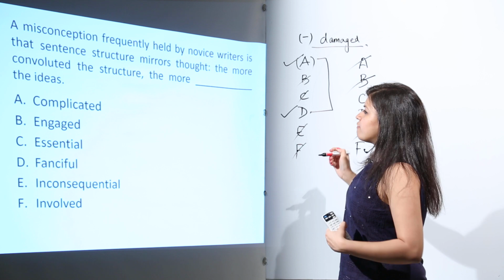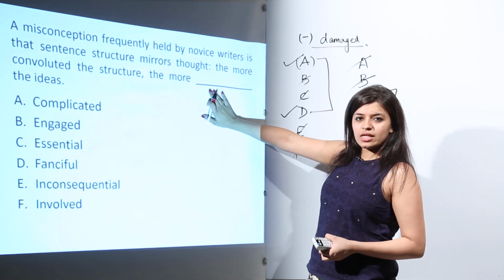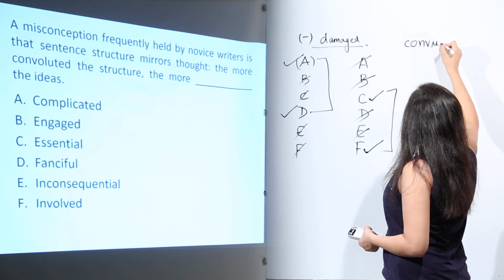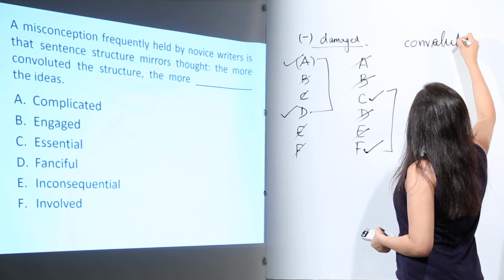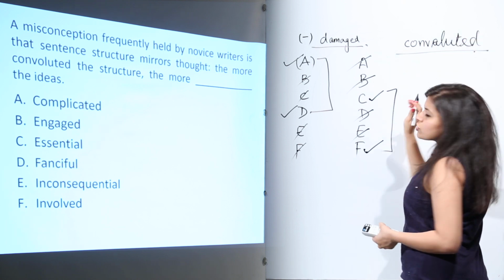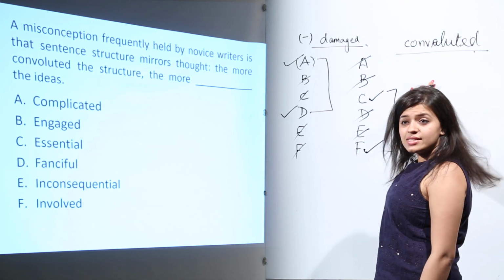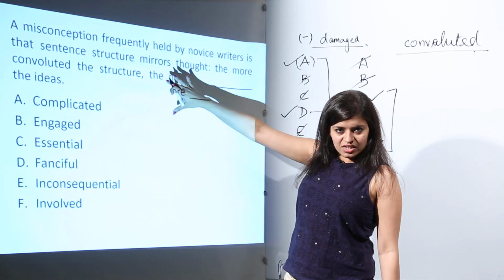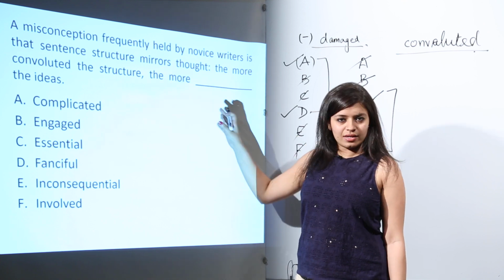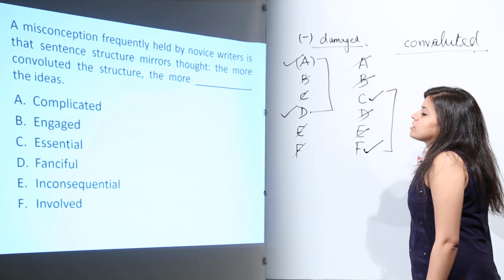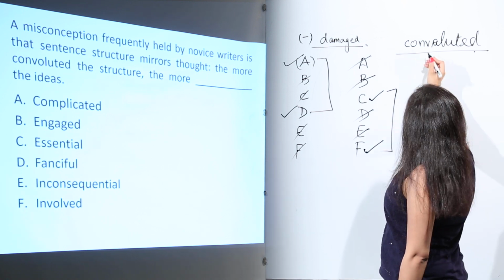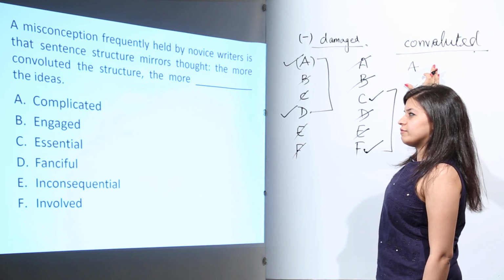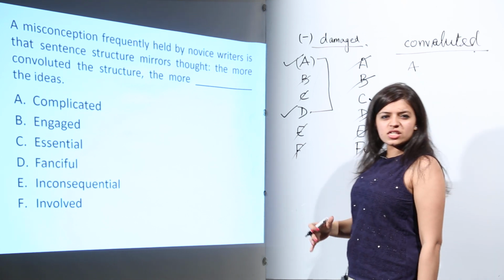So we can first find any word that fits into the sentence. We can say that the word that can come into this sentence can be convoluted. So we will find those words that are similar to this word. This is the easiest way to pick a word: find a similar word to one already present in the sentence. Convoluted. Complicated, yes, obviously means convoluted. Engaged. Engaged cannot be a part of it, because engaged does not mean complicated or convoluted.